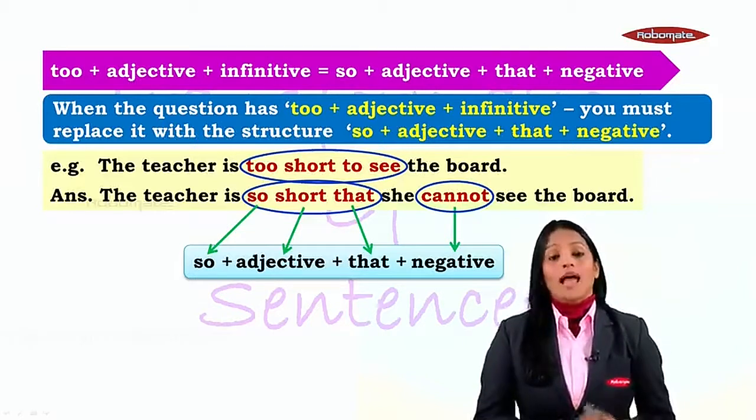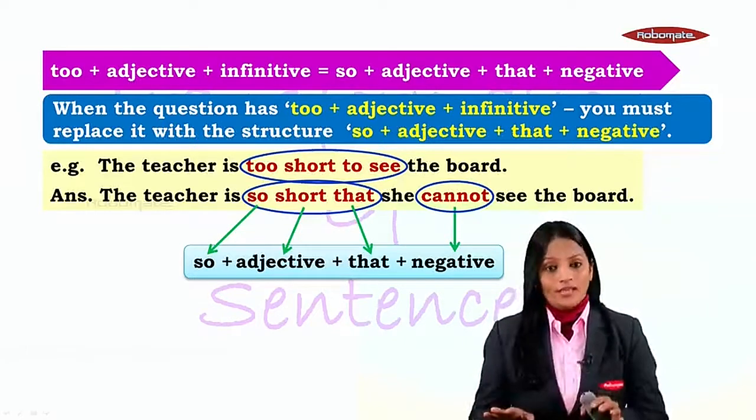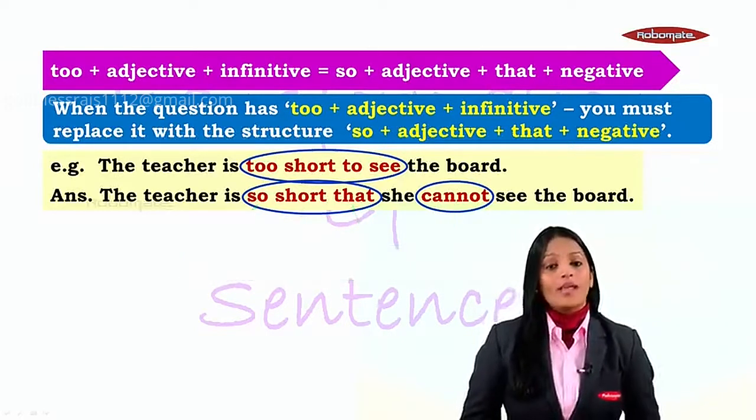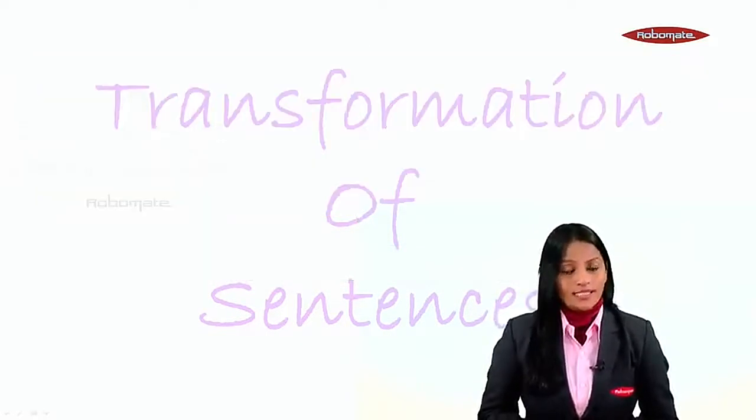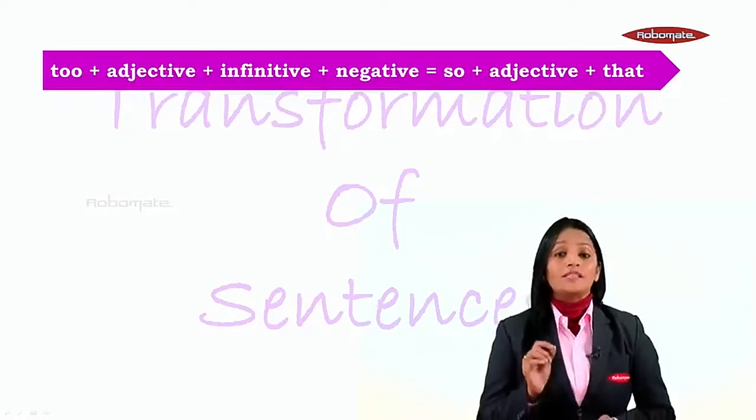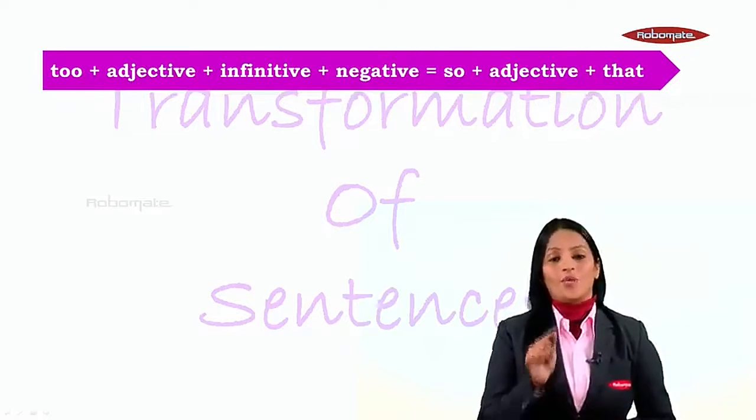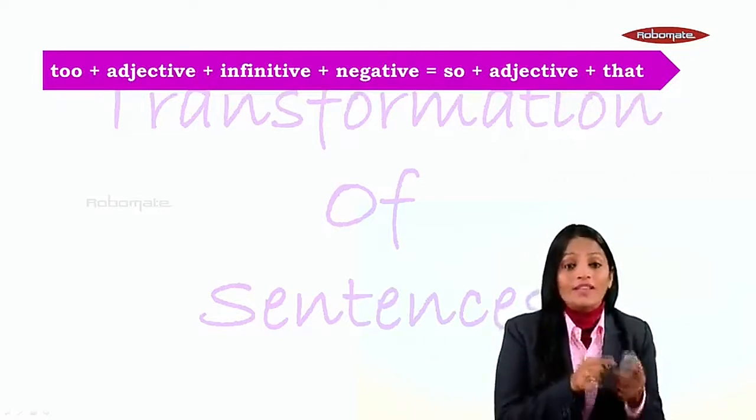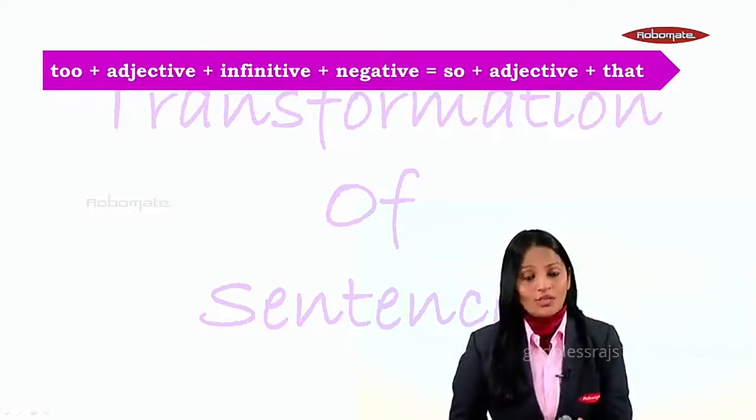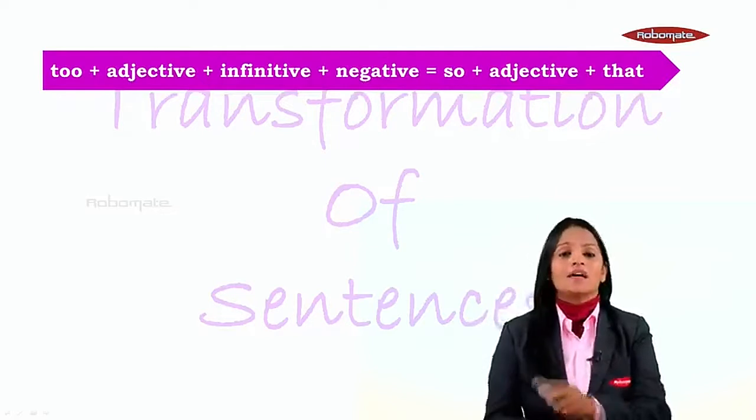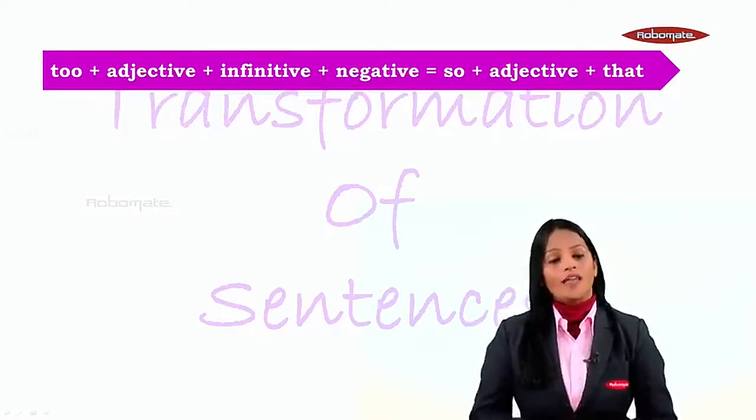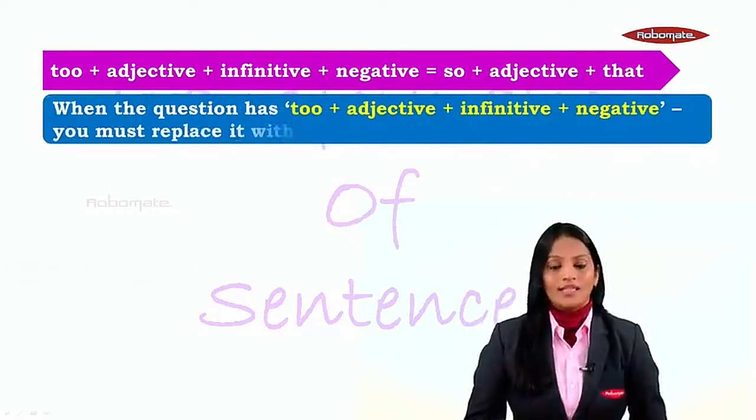But remember that along with the "too", there is no negative. So with the "so", there is a negative. Okay, so that is the way you solve such a sentence. Let's take one more example. Too plus adjective plus infinitive plus negative. What does this mean? Now the negative has come in the question along with the "too". In such a case, students, now in the answer you remove the negative. So the so that structure will not have the negative. Let's take a look at the example.